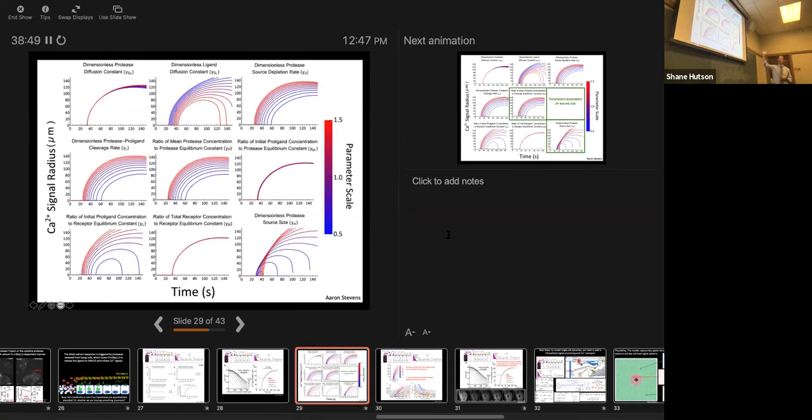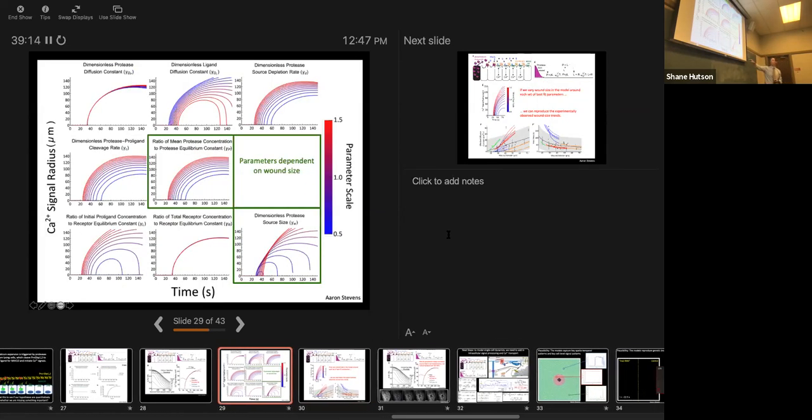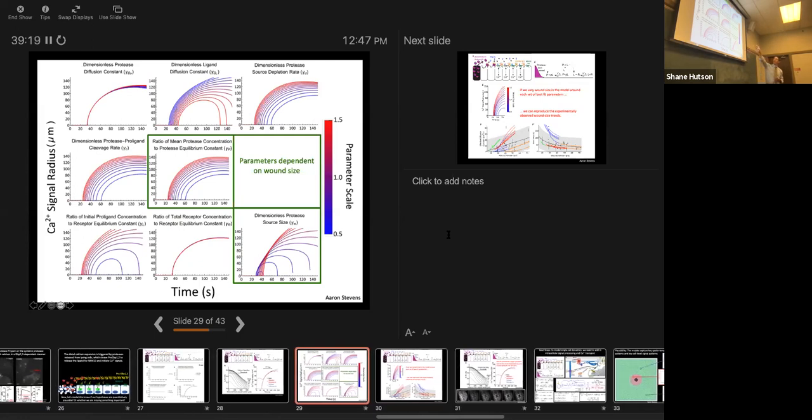Some of them have almost no effect on the calcium radius versus time. Others change sort of the delay time, others change the speed with which it moves out. We can look at all of those. Importantly, we don't really have a knob where we can change any of those parameters in the experiments to test it. Not directly. What we can do is there's two of these. Sorry. The size of the protease source and the mean protease concentration that depend, or should depend, on exactly how big a wound we make.